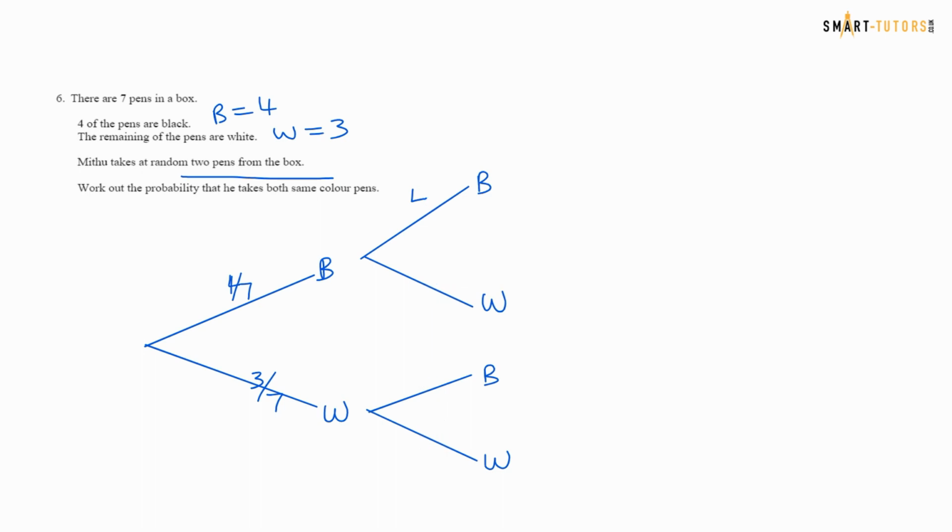This is called conditional probability. You need to be very careful. In the second section of the branch, before you fill it up, you need to think that the total number of marbles or pens is reduced by 1. So this is going to be 6, this is going to be 6, this is going to be 6, and this is going to be 6.